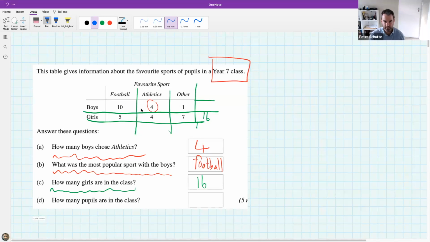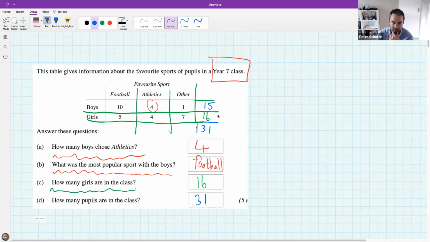It looks to me like there are 15 boys, which means that the total number of students in the class is 31, because there's 15 boys and 16 girls. Now notice how helpful it was to have a total column, right? Like a total column for the horizontal totals.